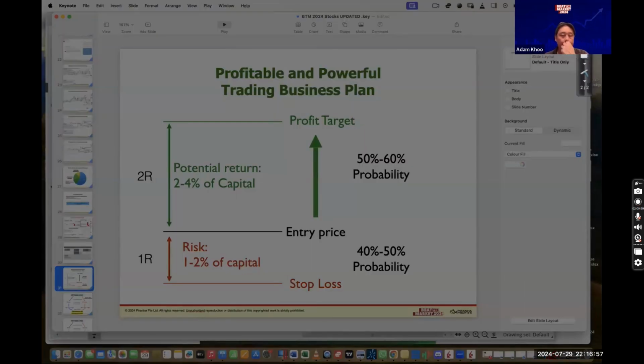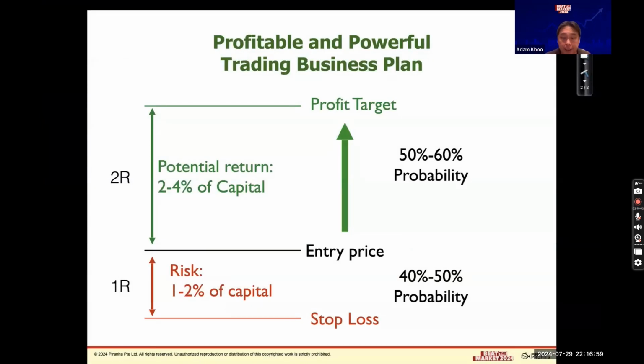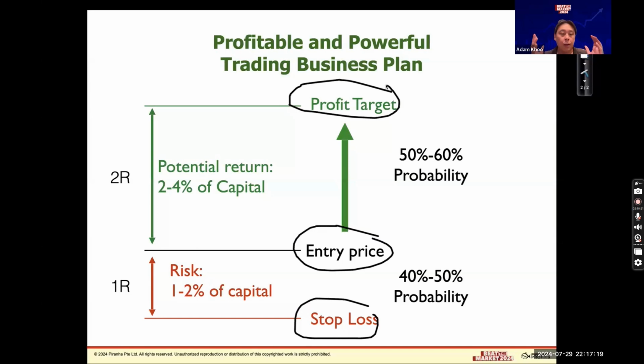So the key to trading is to treat trading like a business. Now, if you are running a business, you need a business plan. Similarly, in trading, you need a trading plan. So in trading, what's our plan? Our plan is to always enter with an entry price, a stop loss, and a profit target. And we always want to make sure that we are risking 1 to 2% of our capital. And when we get a winning trade, we want to make 2 to 4% of our capital. So risk 1 to make 2, risk 2 to make 4.